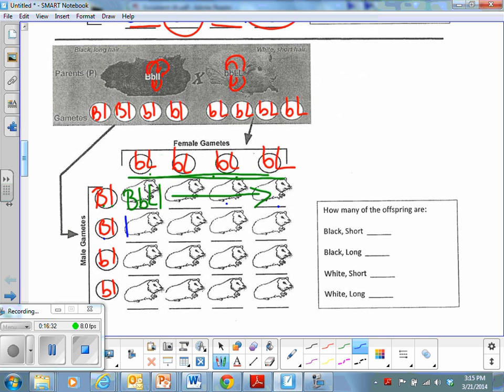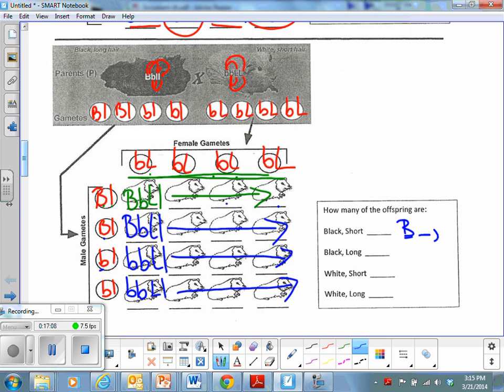Okay, so same thing here. Big B, little b, big L, big L. Draw your arrow. They're all going to be exactly the same. Little b, big L, little L. They're all going to be exactly the same. And then little b, big L, big L. Okay, so then it says black short, black long, white short, white long. Remember that I need at least one big B, something else, and at least one big L.